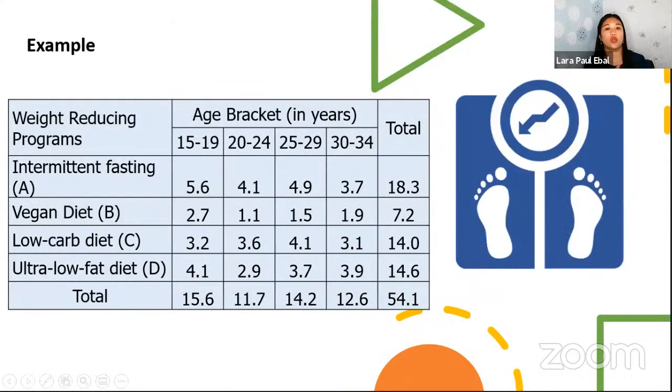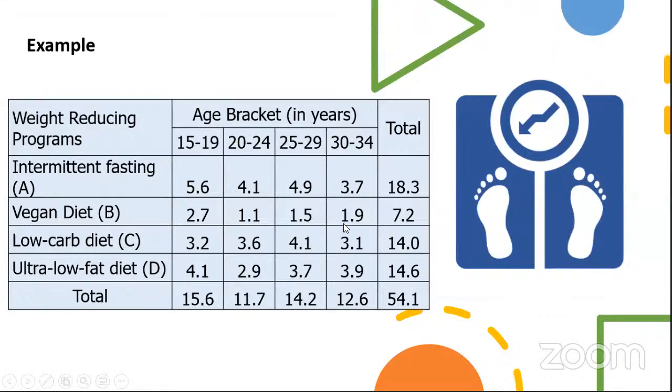Now, given that we have randomly assigned those treatments or programs to those overweight individuals, you apply this program and then you wait for 30 days. Then after 30 days, you measure their weight, so the weight loss, since it is a diet or weight reducing program. For our A, B, C, D, here I put specifics: A is intermittent fasting, B is vegan diet, C is low carb diet, and ultra low fat diet for D. And then we have these results.